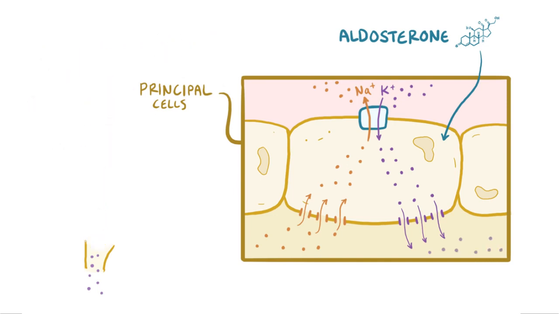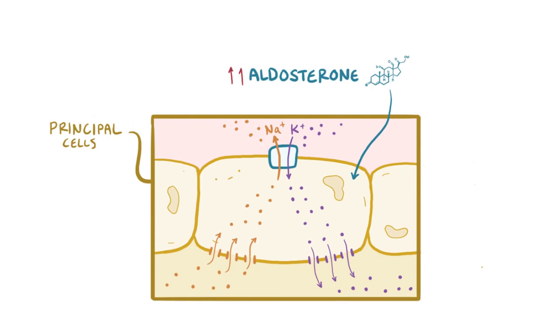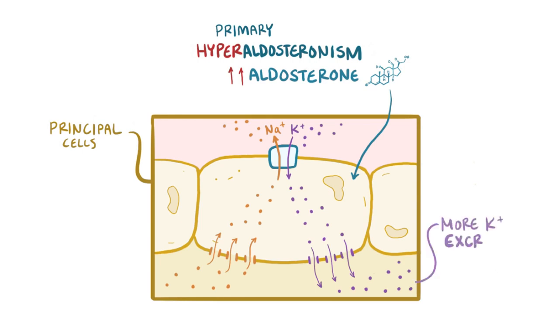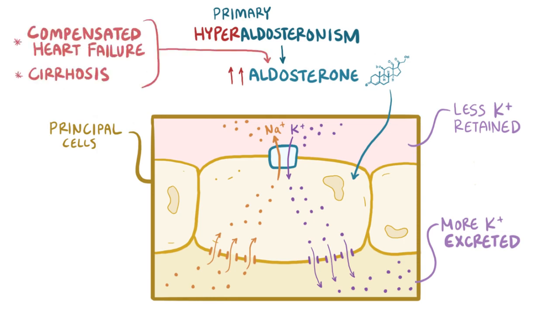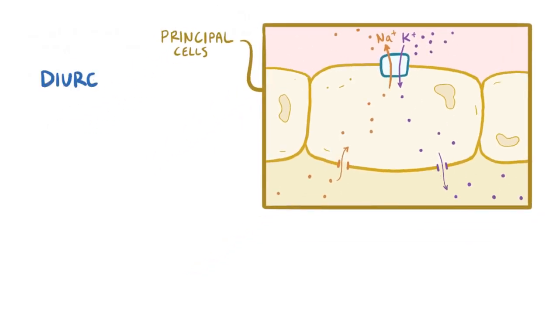Having said all that, in situations where somebody produces too much aldosterone, like primary hyperaldosteronism, then there's more potassium secretion by the principal cells, meaning more gets excreted. And that means less potassium is retained, causing hypokalemia. Other pathological conditions that cause increased aldosterone levels include compensated heart failure and cirrhosis. Commonly used diuretics like loop diuretics and thiazide diuretics also increase potassium excretion and can lead to hypokalemia.